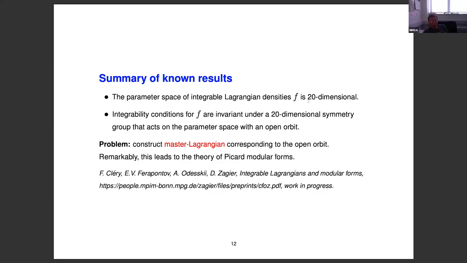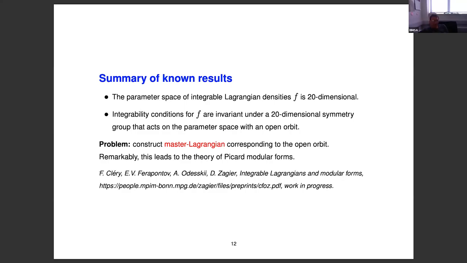We have a group acting as a symmetry group of this system in a locally free way with an open orbit, a 20 dimensional group, and it acts with an open orbit. So there is a generic master Lagrangian, I call it the master Lagrangian, which belongs to this open orbit. And the construction of this master Lagrangian turns out to be quite tricky. It turns out that the answer is formulated in terms of Picard modular forms. Okay, this is what I'm going to discuss in the rest of my talk.